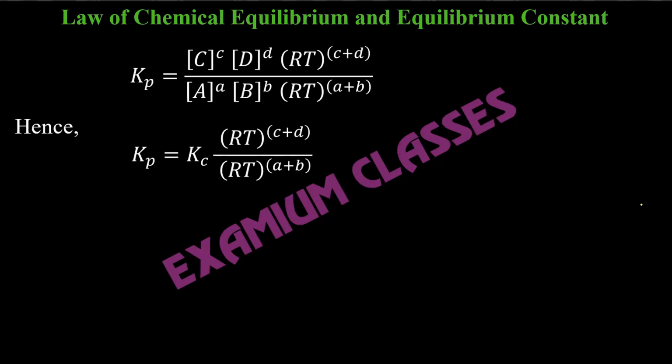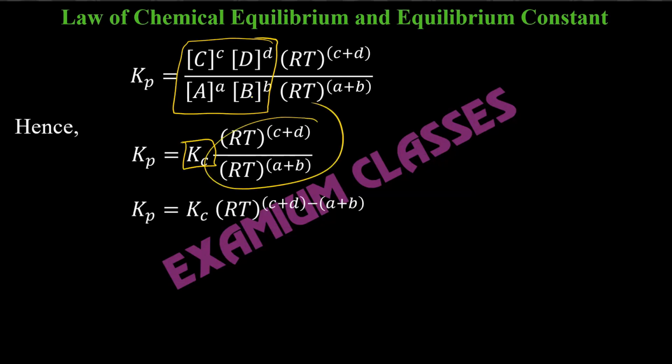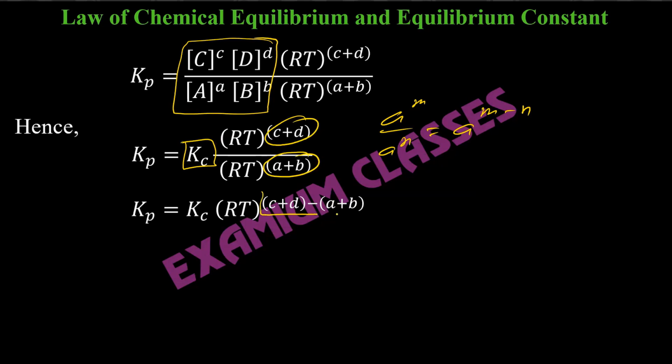So when we use this one, we do two things. This part becomes Kc. And this part will be RT to the power C plus D minus A plus B. A to the power M divided by A to the power N equals A to the power M minus N. Here M is C plus D, N is A plus B. Now you got a very important entity from here.